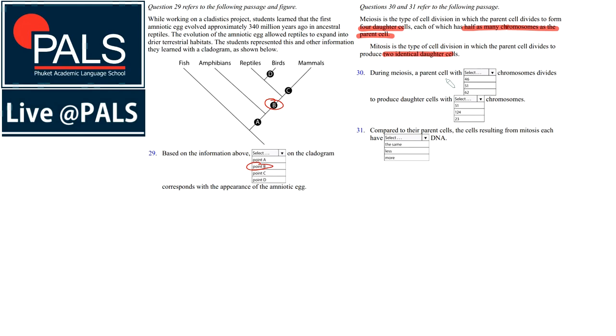During meiosis, a parent cell with a certain number of chromosomes divides to produce daughter cells with half that number of chromosomes, so the only numbers that make sense here are 46 and 23. 23 is half of 46: 4 daughter cells, half as many chromosomes as the parent cell. Compared to their parent cells, the cells resulting from mitosis each have the same DNA. They are identical.